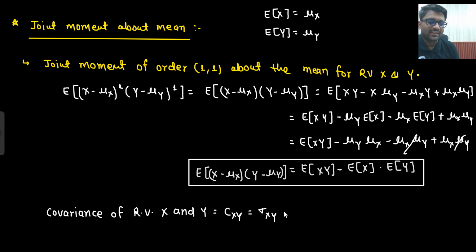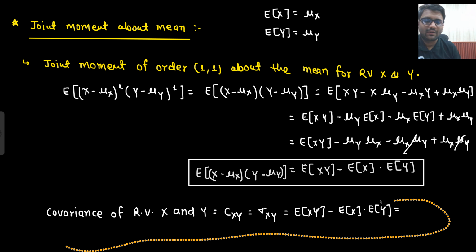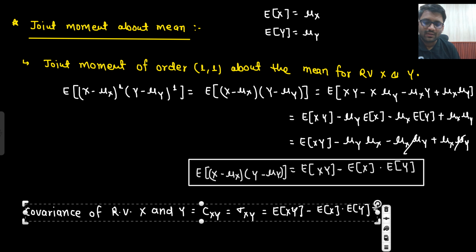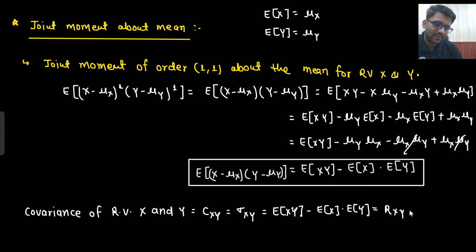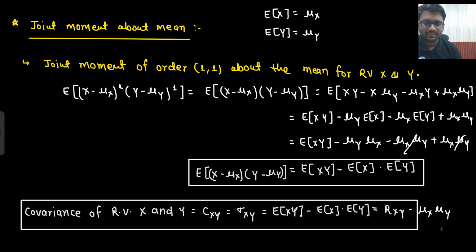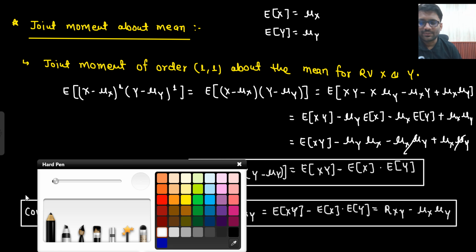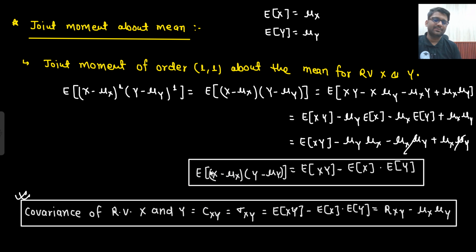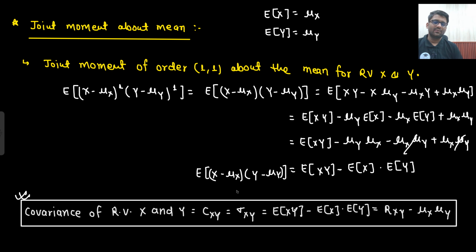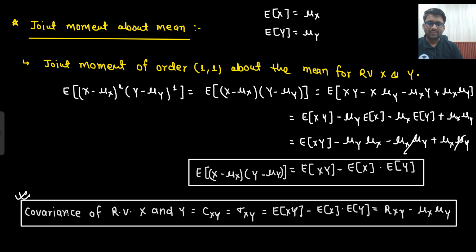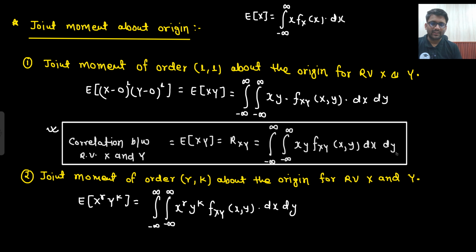Okay, so cxy or sigma xy, this is what they will write down. That comes out to be E[xy] minus E[x] into E[y]. And can I write it in this manner as well, rxy minus mu x mu y. There you go. So this particular box is also important. Even if I don't put it in a box, it is fine, but let's keep the box. This is the final conclusion that is important.